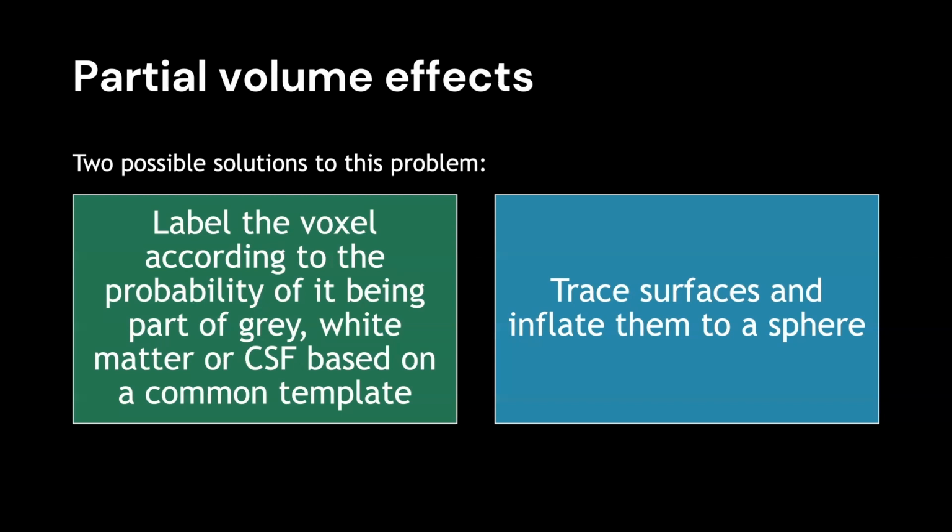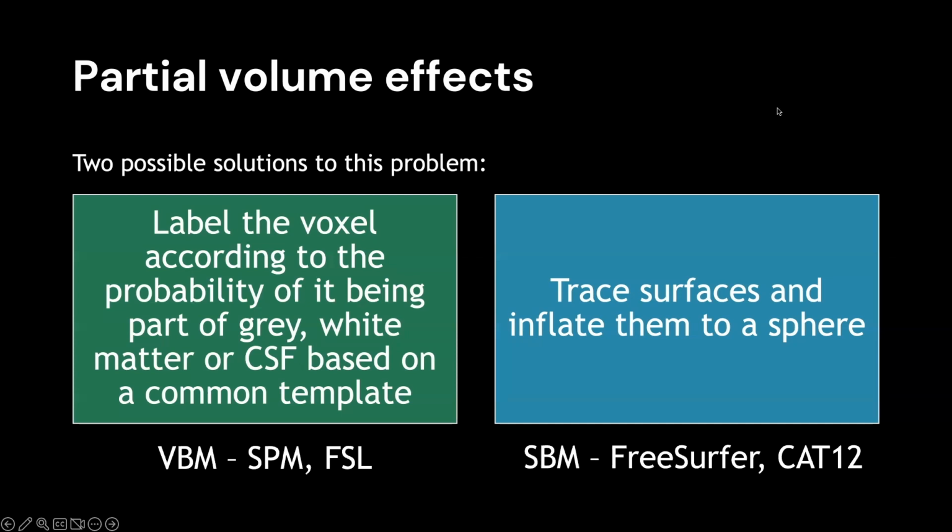The other option is to trace the surfaces and inflate them into a sphere. This way, you're not measuring each voxel per se, but you're actually creating surfaces and measuring vertices and distances between the different points, or the different vertices. These two methods are one of the main differences between volume-based morphometry and surface-based morphometry.